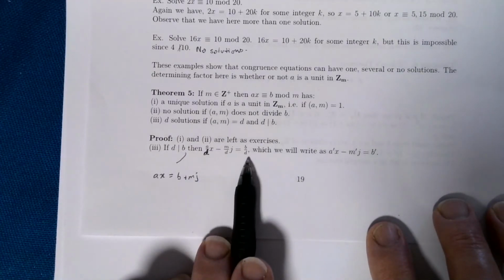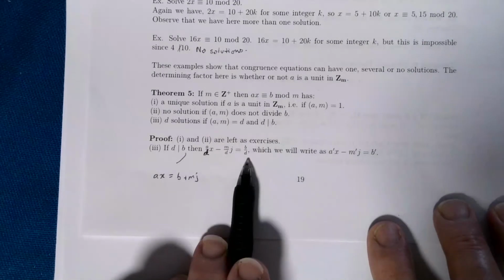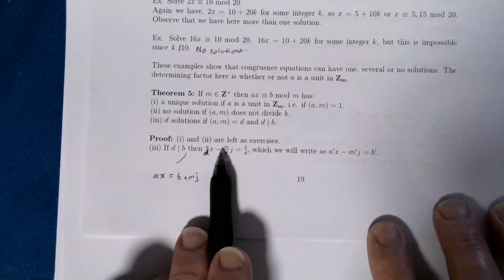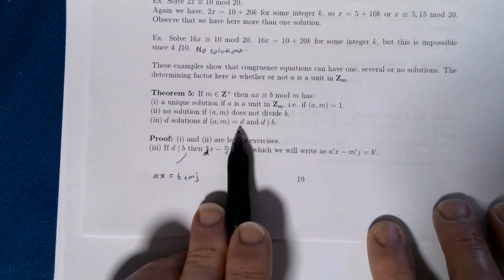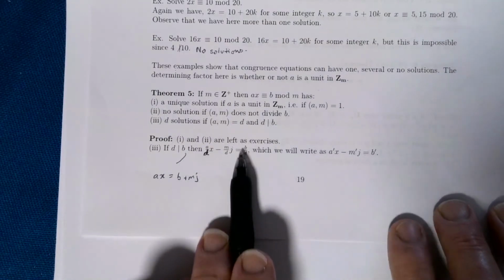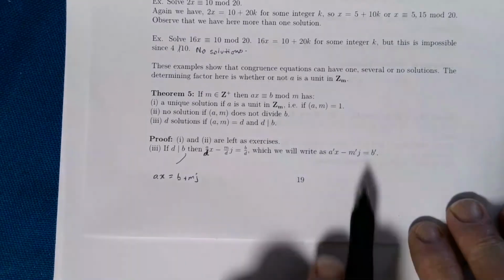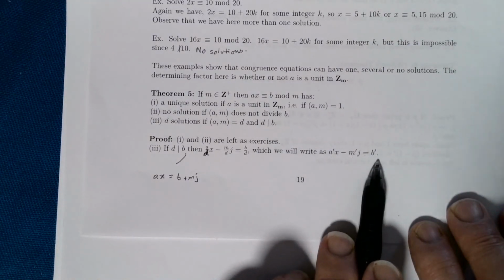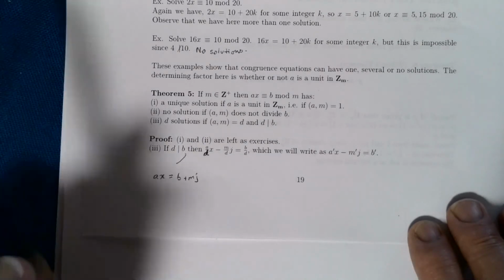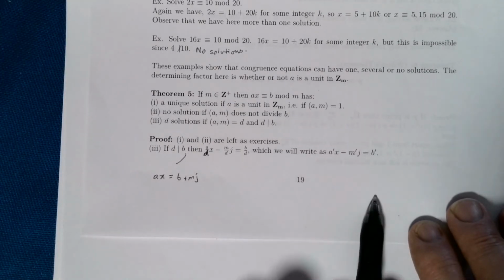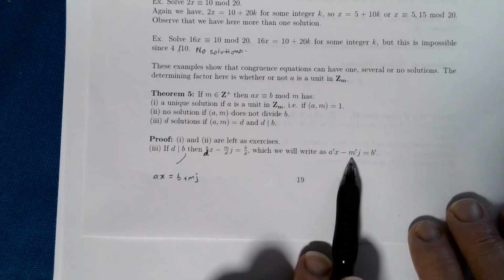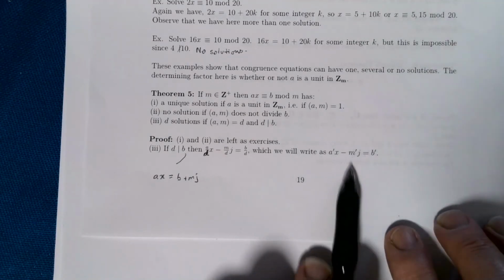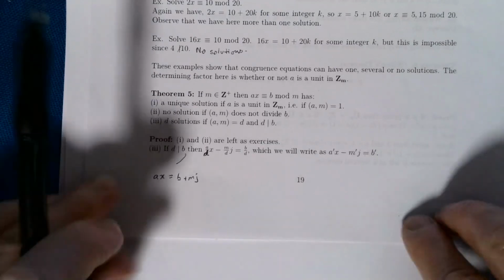Now these are all integers because d is a factor of a, d is a factor of m, and d is a factor of b. So I can write this as a dashed x minus m dashed j is b dashed, and then I can read this modulo m dashed. Now a dashed and m dashed have a GCD of 1, and so I can now use this idea here.